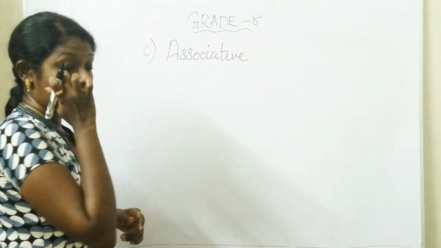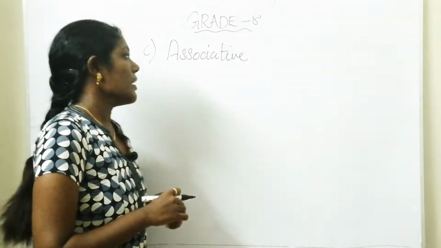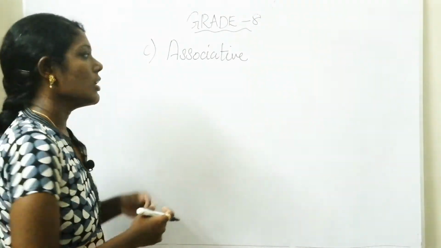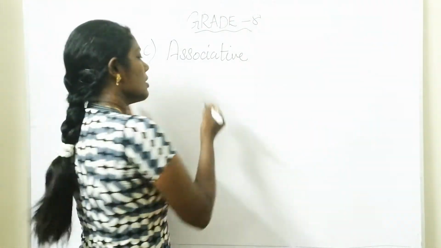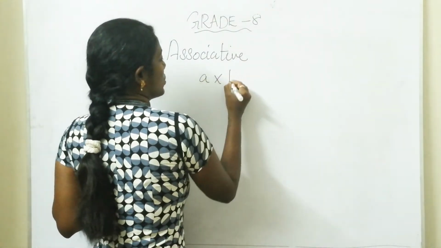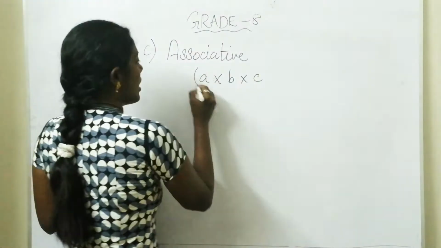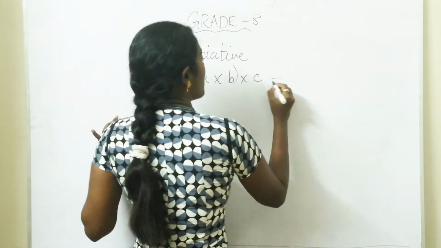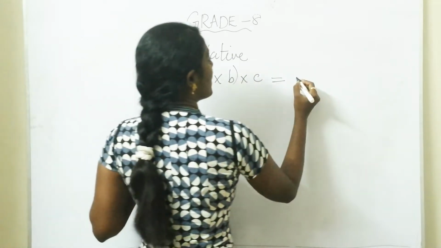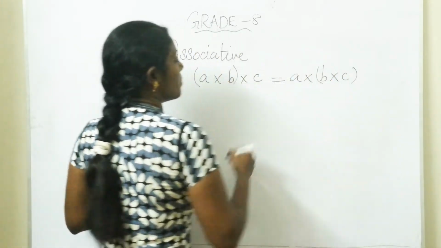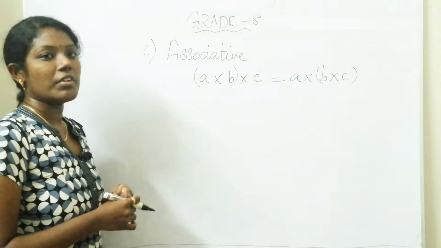The next property is associative property. As we all saw, associative property for addition is exchange in grouping. The same thing applies here, A into B into C. When I multiply three different rational numbers, I group A and B and then multiply by C. My answer should be equal to grouping B and C and multiplying with A. So this is what we are going to check.